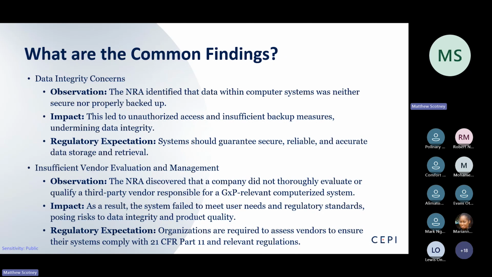The next one down is, again, because of the complexity of computer systems, looking at vendor evaluation and management. So we talked about that being such a really important part of today's computer systems. We have to work with the vendors that we're buying the computer systems from, but then equally we have to be able to go through and do thorough vendor assessments to confirm that those vendors are going to be capable of meeting our requirements. And in this particular instance, the NRA, National Regulatory Authority, discovered that the company didn't thoroughly evaluate the third party. So in other words, it brings into question their ability to support the pharmaceutical industry.